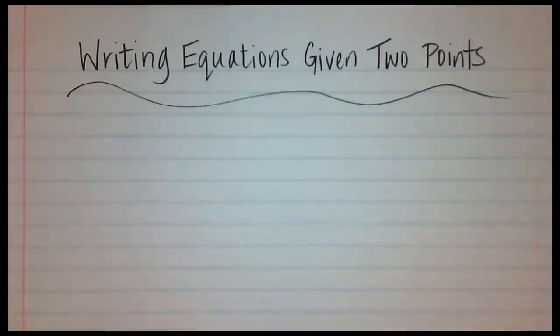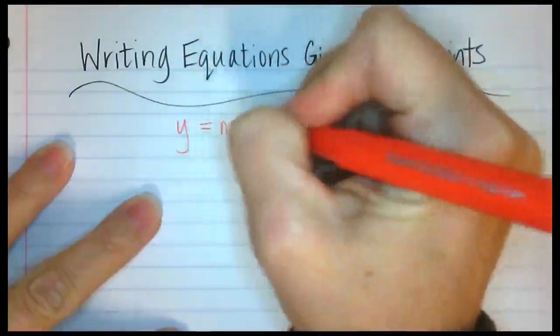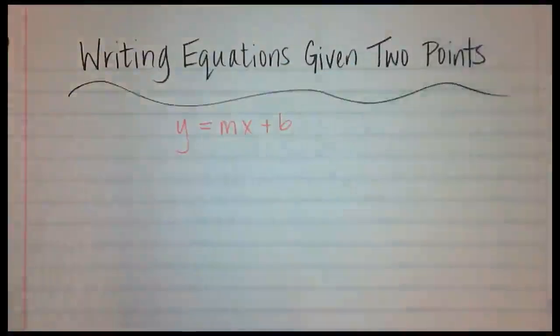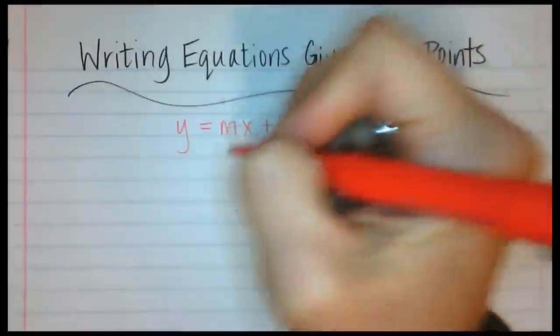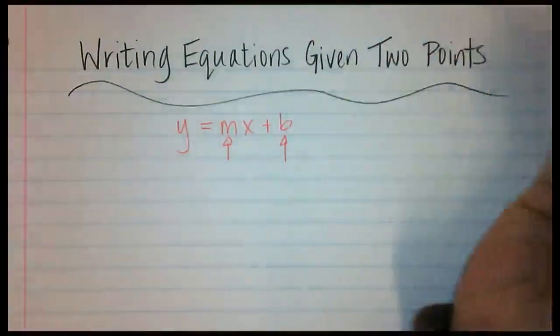In this video, we are going to work with writing equations of linear functions if we're given 2 points. So not given a graph, but just given 2 points. The most important thing is that we use the equation y equals mx plus b. And in order to do that, we need to figure out what the m is and what the b is.